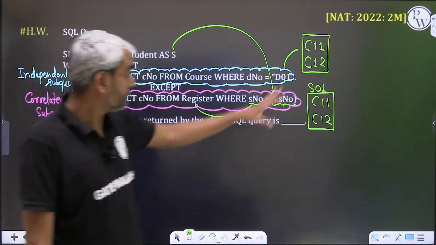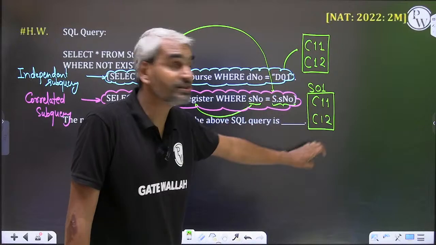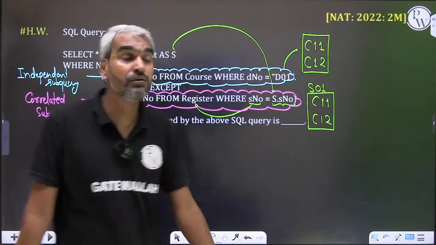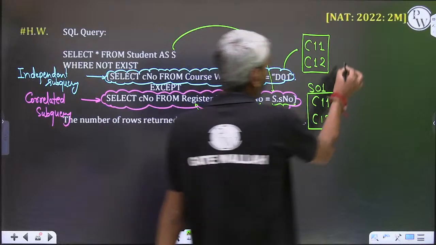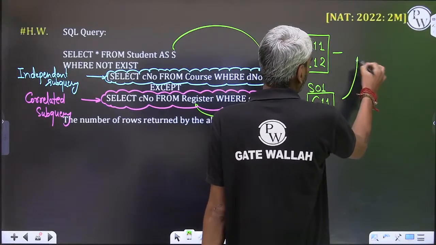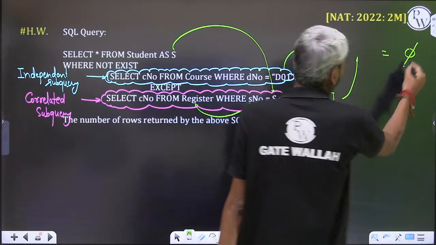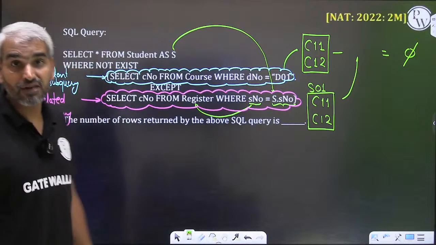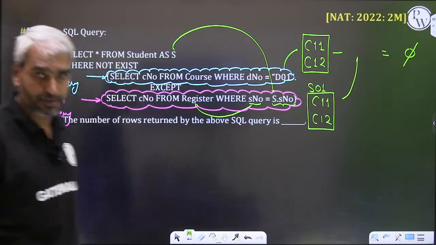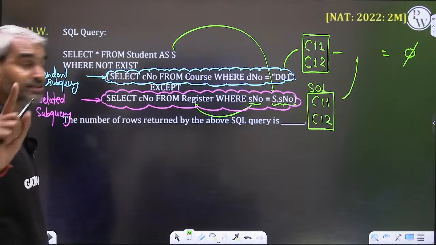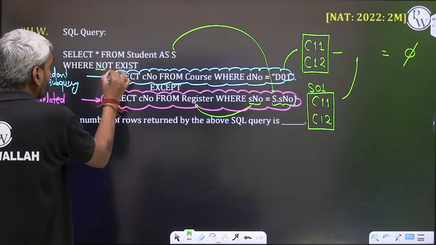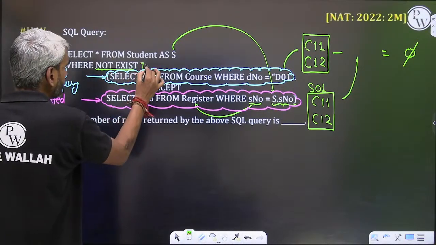Now, what will happen? When we subtract C11, C12 from C11, C12, the result will be empty set. So when you subtract this from this, the result will be empty. Because the result is empty, the inner query result is empty. When the inner query result is empty, exists will return false and not exists will return true. Not exists will return true.